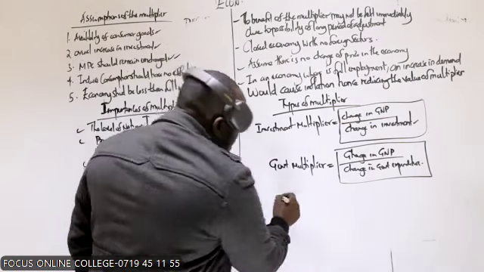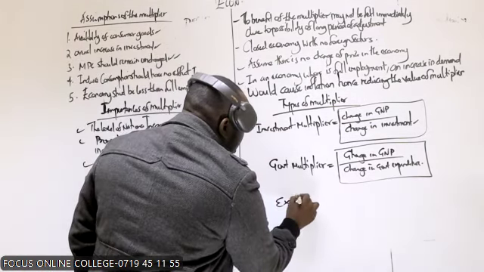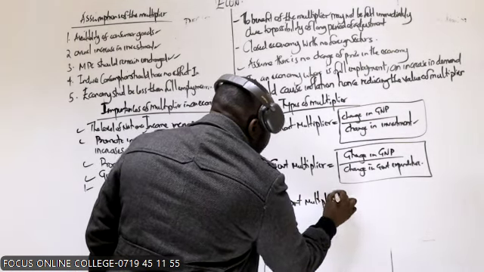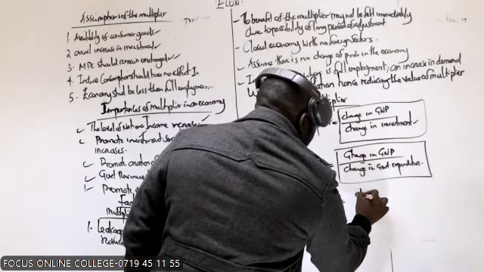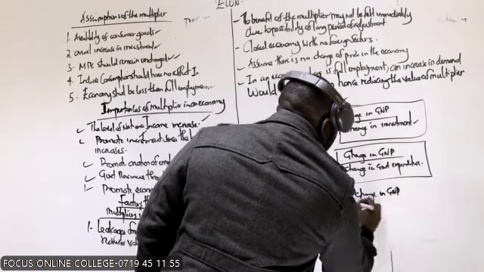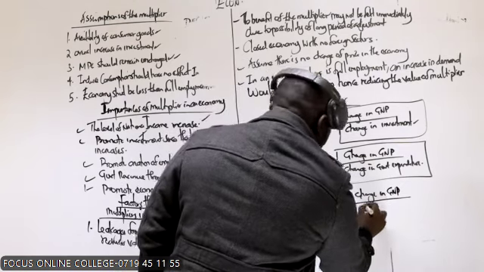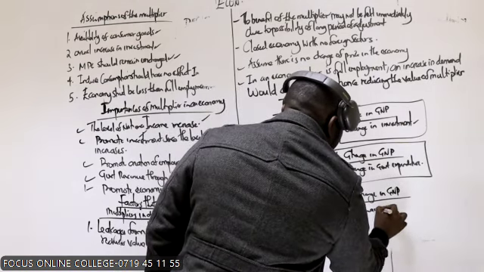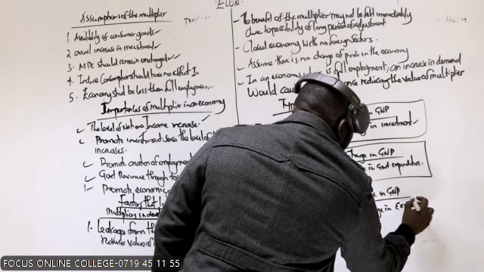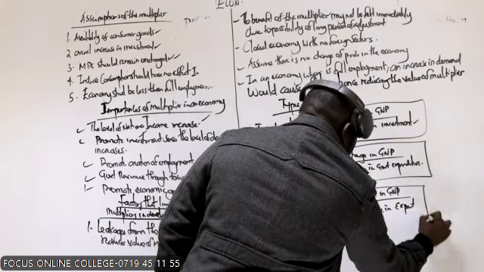Then you can be asked what an export multiplier is. The export multiplier is change in GNP over change in exports.